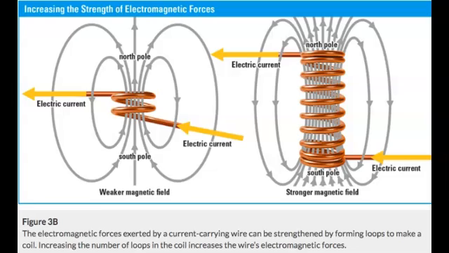What causes the magnetic fields in electronic devices? Number 2, what are 2 kinds of electromagnetic forces? And then number 3, probably the most important one, explain the difference between an electromagnet and a permanent magnet.